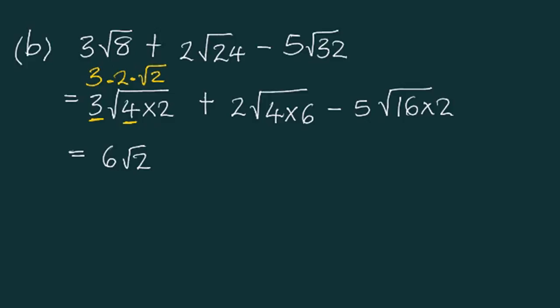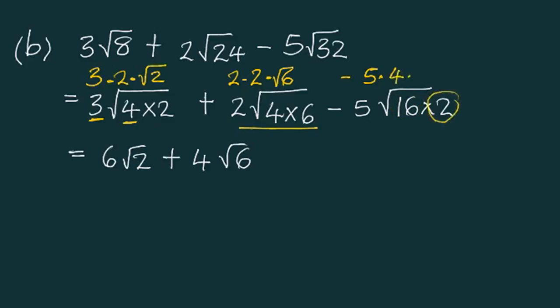Alright, let's move on to where we've got 2 root of 4 multiplied by 6. So we've got our 2 and it's multiplied by the square root of 4, which is also 2, and it's multiplied by the square root of 6, which remains square root of 6. 2 times 2, that's 4. So what we get here is 4 root 6. And we do the same here. It's minus, and we've got 5, and 5 is multiplied by the square root of 16. The square root of 16 is 4, and it's multiplied by the square root of 2, which remains the square root of 2. So 5 times 4, that's 20, so that's minus 20 root 2.